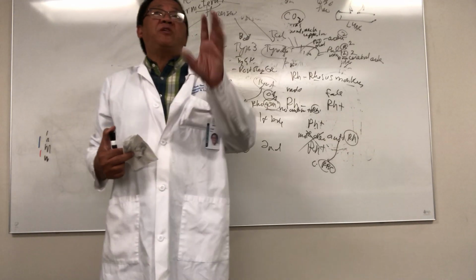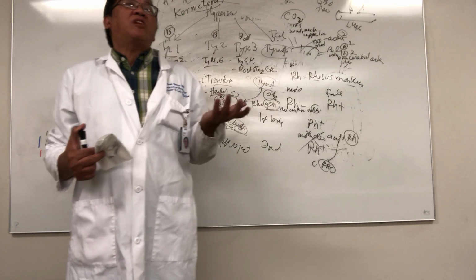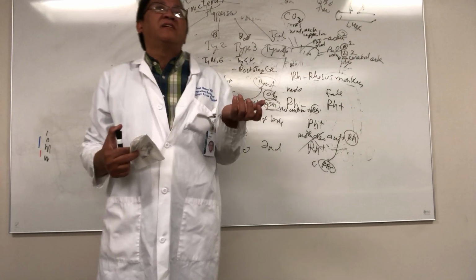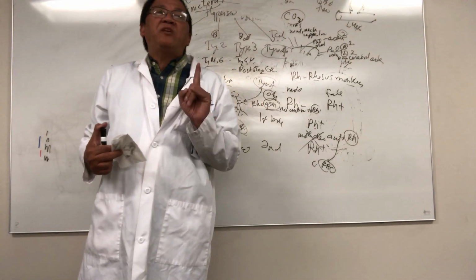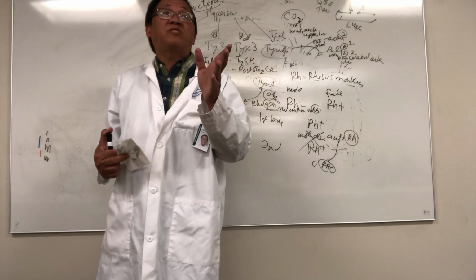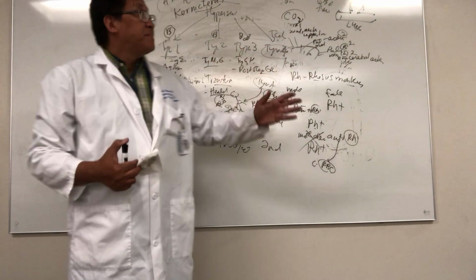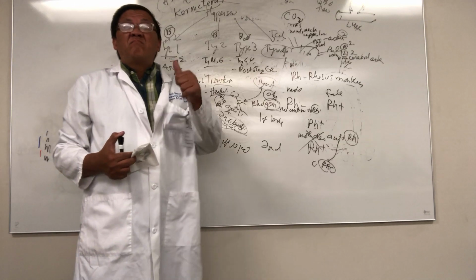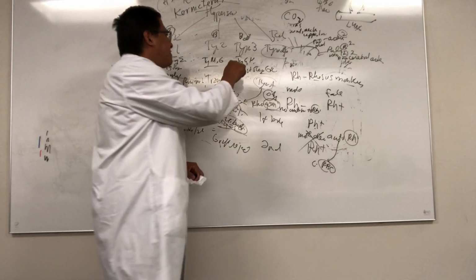So when a patient comes to you and says, you know what, nurse? Two weeks ago I had a sore throat, I had tonsillitis. One week later I noticed my urine turned red. Is that post-streptococcal glomerulonephritis? Is that type 3? Yes. Now what else? What?